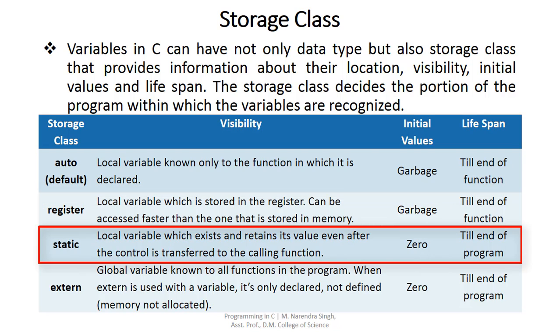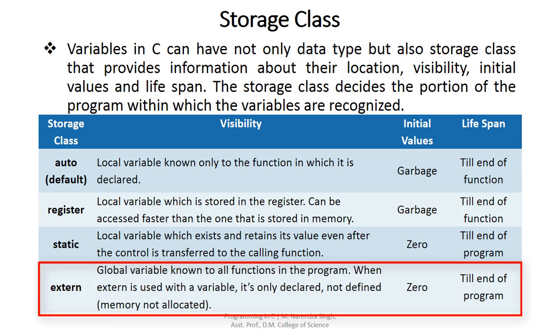The next storage class is static. Variables of storage class static are also local variables which exist and retain their value even after the control is transferred to the calling function. Which means if you want to retain the value of a variable even after the program control is transferred from a function to the calling function, then we declare such variables with the storage class static. The initial values of variables of storage class static are automatically assigned to 0 by the compiler, and the lifespan of such variables is till the end of the program, not till the end of the function.